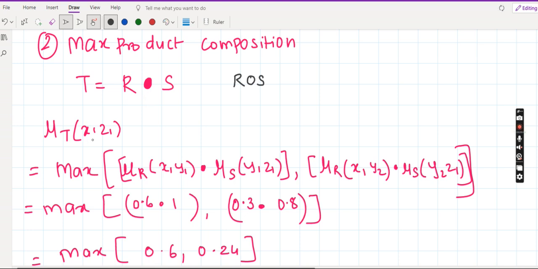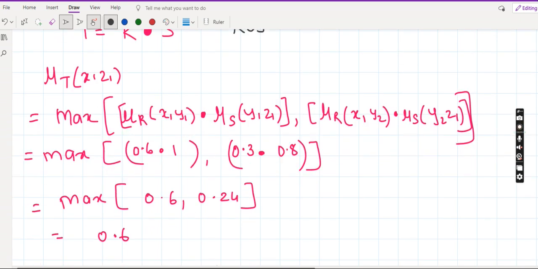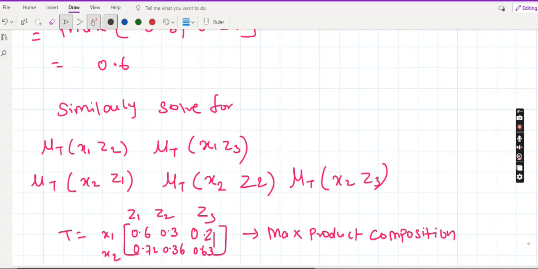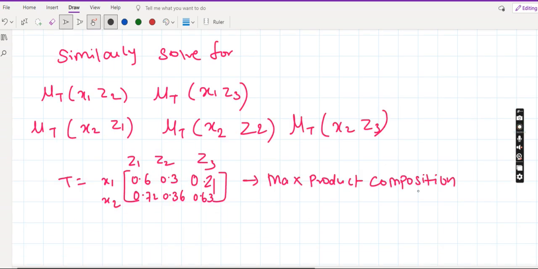So mu T of x1 z1 is given by the maximum of the product between these two: x1 y1 and y1 z1, and x1 y2 and y2 z1. So you substitute the values and multiply them. 0.6 into 1 is 0.6, 0.3 into 0.8 is 0.24, and find the maximum between these two values, which is 0.6. Similarly, you will solve for all the other combinations x1 z2, x1 z3, x2 z1, x2 z2 and x2 z3. So this is how we find the max product composition.